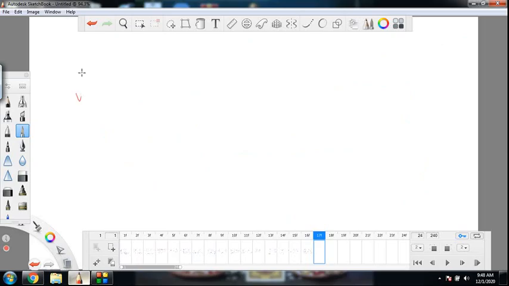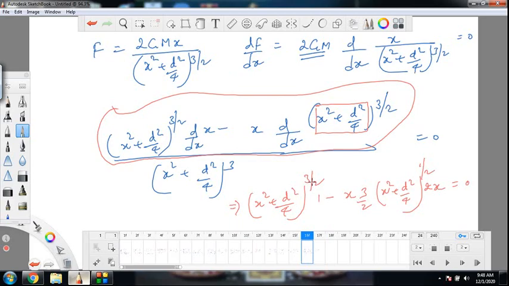I will take root of x square plus d square by 4 common in both terms. So you will be left with x square plus d square by 4 in the first term, because the first term is power 3 by 2. If you take root 1 by 2 common, another 1 will be left. And in the second, this 2 gets cancelled. You will be left with 3x square because this term has been taken out.